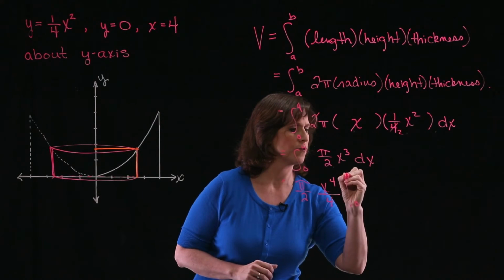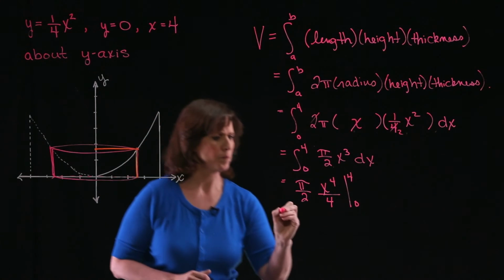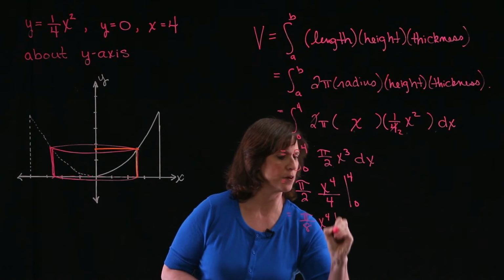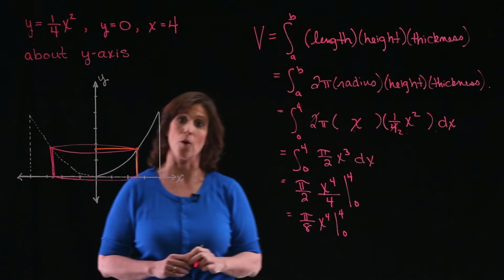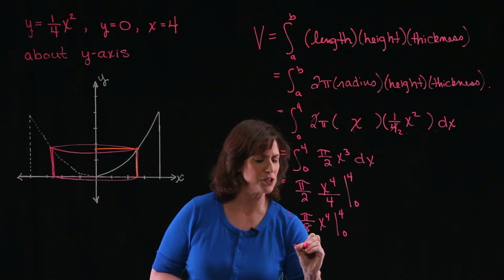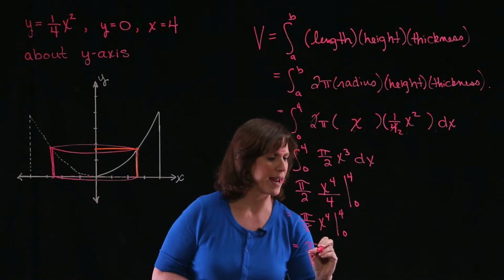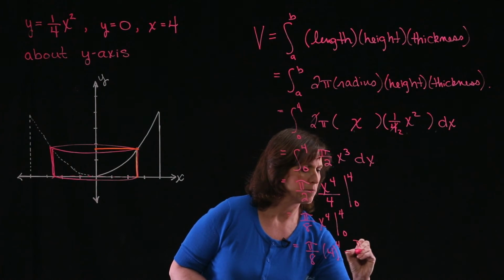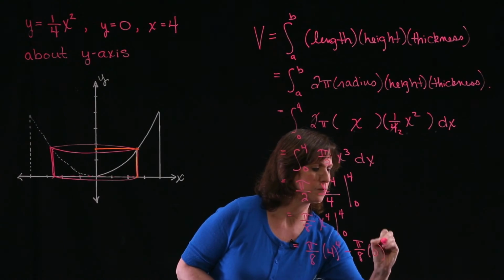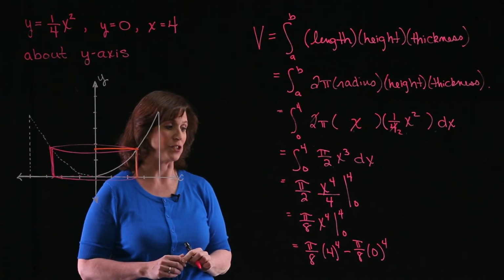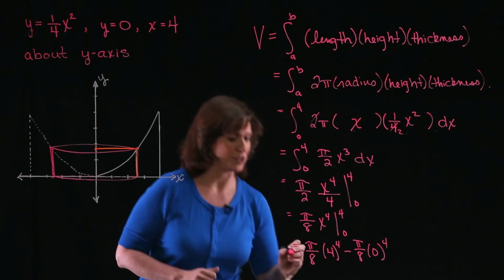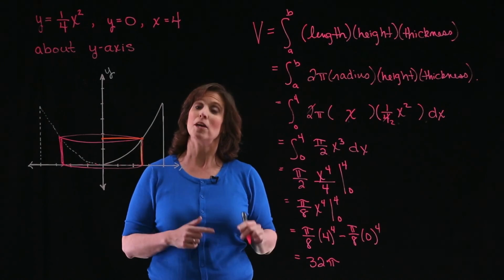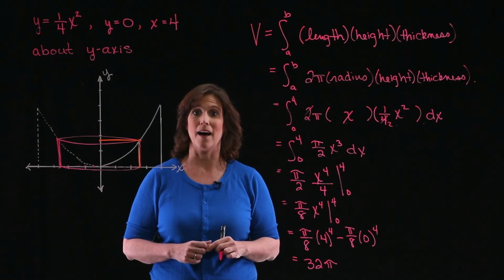And I'll evaluate from 0 to 4, which gives me pi over 8 times x to the 4th, evaluated from 0 to 4. Plugging in my upper limit of integration, I have pi over 8 times 4 to the 4th power, minus pi over 8 times 0 to the 4th power when I plug in my lower limit of integration. And at this point, there's just some number crunching to do. I end up with 32 pi cubic units, remember, because I'm evaluating a volume.